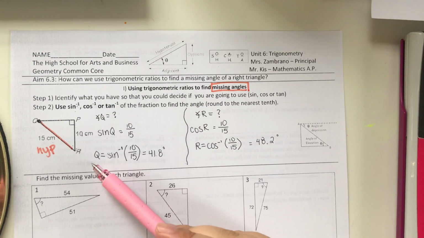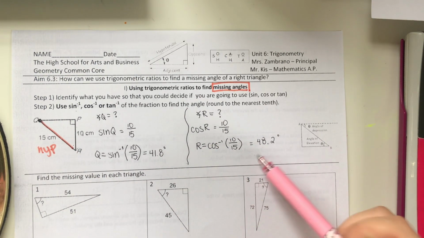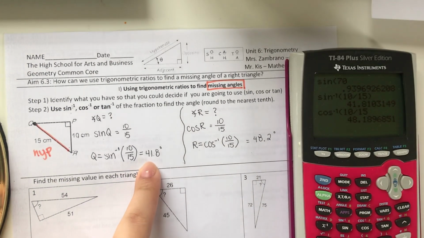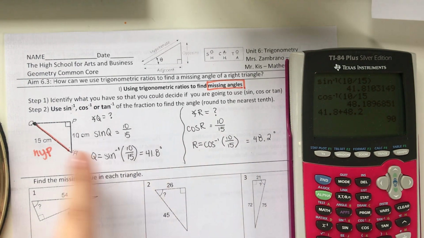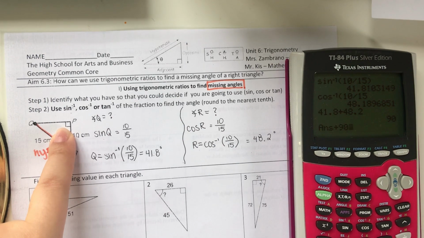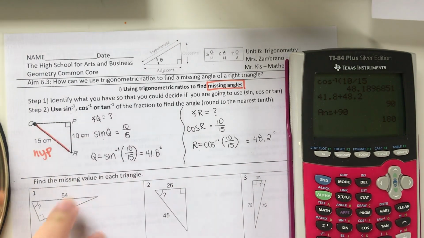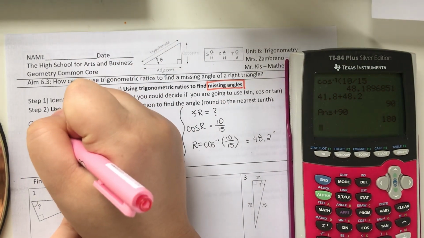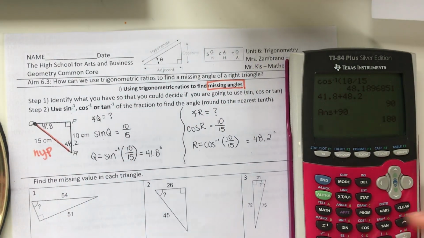Okay, so angle Q is equal to 41.8 degrees. Angle R is equal to 48.2 degrees. Now, if I add these two angles, 41.8 add the 48.2 is going to get me 90 degrees, and then I add 90 degrees, I know that all three angles add up to be 180, so that means my answer is correct. So this is 41.8 and this is 48.2. Okay, so that's just checking our work.